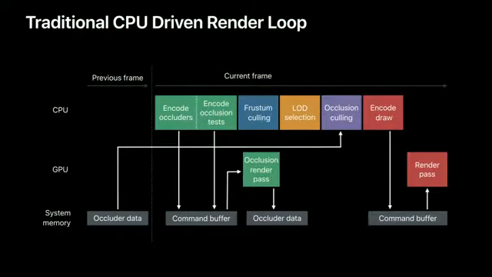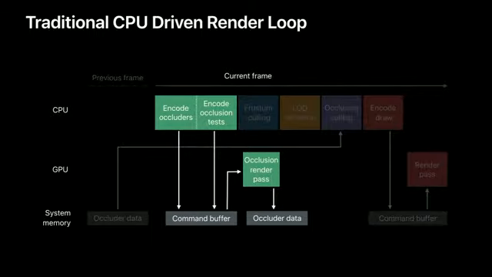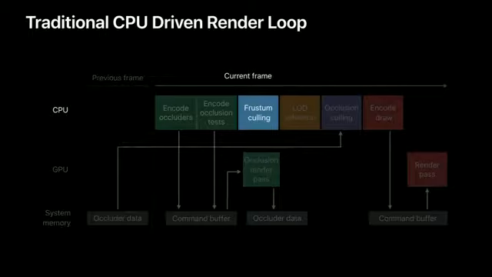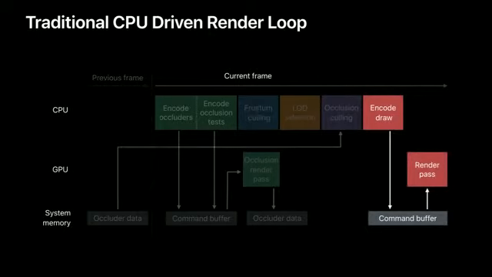Basically, you first encode your occluder draws and occlusion tests into a command buffer, and you execute it in a render pass on the GPU to generate occluder data for the next frame. Next, you do frustum culling to eliminate the objects that are outside the view frustum, and LOD selection to pick a level of detail for the model, and occlusion culling to eliminate the objects that are occluded by other bigger objects. So finally, you encode the draws for visible objects and execute it in a render pass to generate your scene. Now, this works fine, but there are a couple of inefficiencies here.